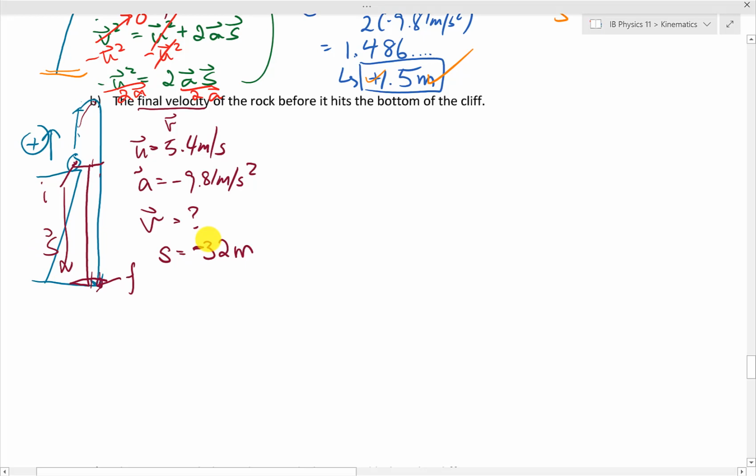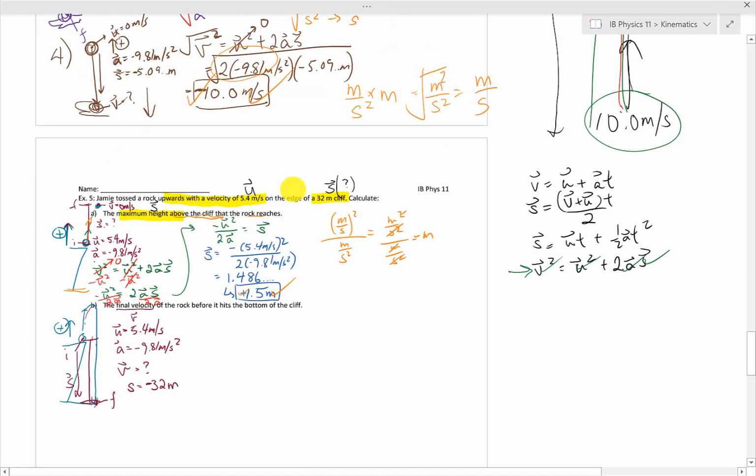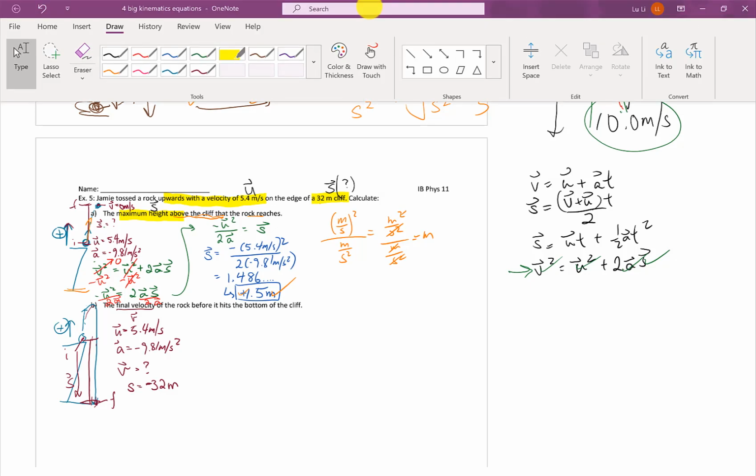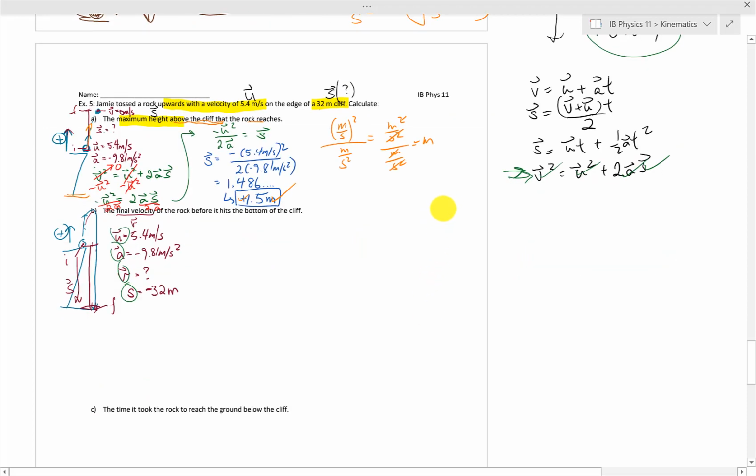I bet some of you are going to forget that negative sign, and it's going to churn up a whole different number for you to work with. So something to be very careful of. Now let's identify the kinematics equation that we need to finish this off. We have u, a, v, s, again, a. So this equation is going to save our day.